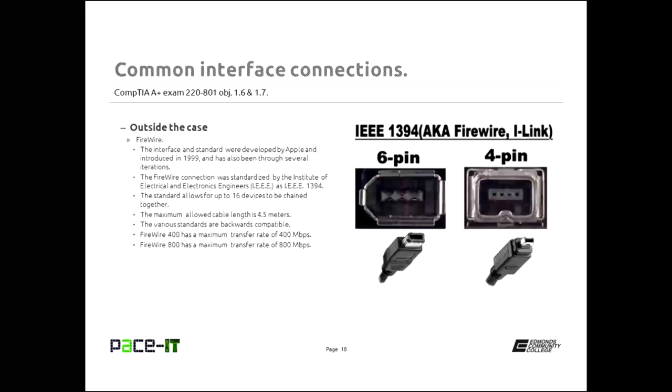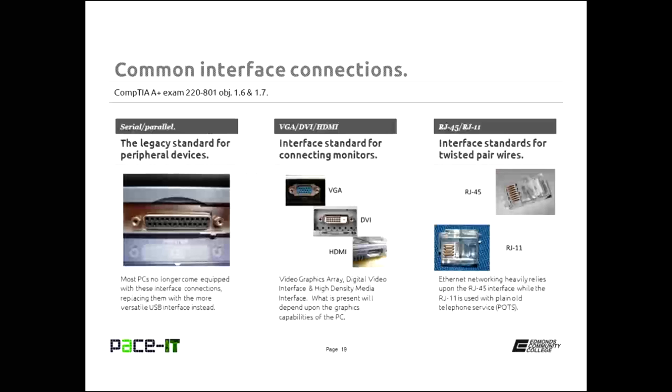Now, FireWire 400 has a maximum transfer rate of 400 megabits per second. FireWire 800 has a maximum transfer rate of 800 megabits per second. And as far as CompTIA is concerned, that's all you really need to know about FireWire. I do know that there are faster versions of FireWire out there, but like I said, CompTIA only calls that the relevant information that you need to know.